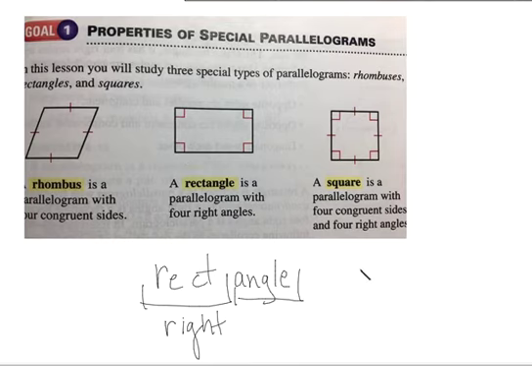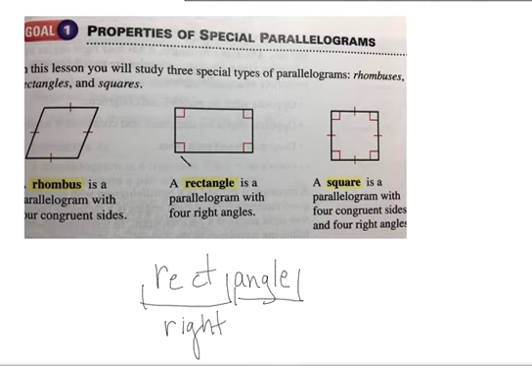All right, a square is a four-sided figure where you have four congruent sides and four right angles. So it's a parallelogram with four congruent sides and four right angles. So what's a rhombus? A rhombus has four congruent sides. A rectangle has four 90-degree angles, right angles, and a square possesses both of these features: four congruent sides, four right angles.